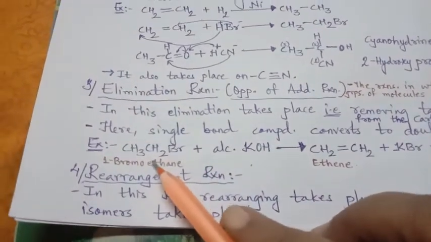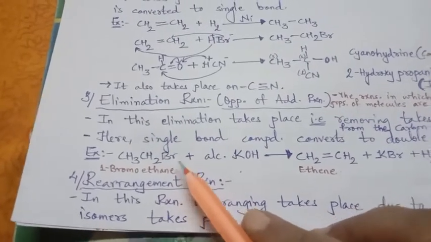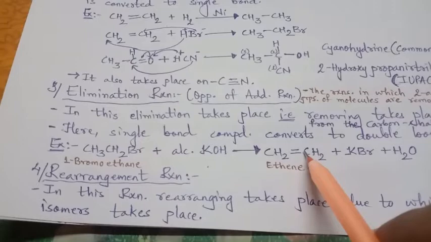So here CH3CH2Br, bromoethane, is now converted to ethene, with a double bond.